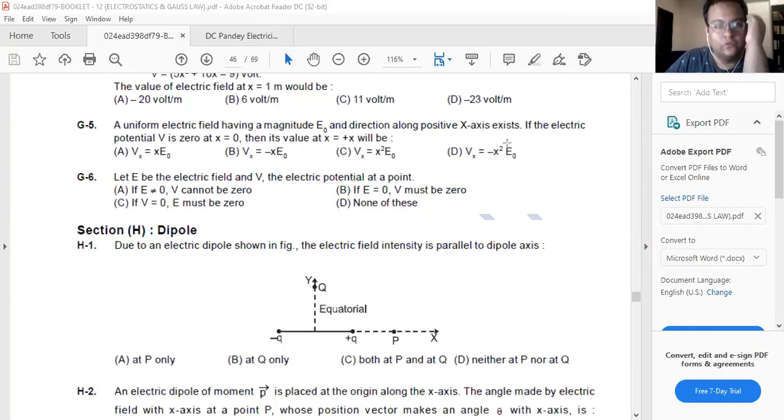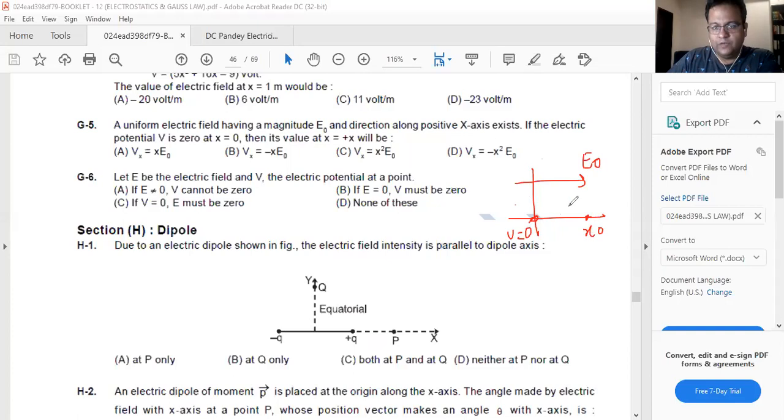In G5, a uniform electric field E0 is directed along the positive x-axis. The potential is 0 at x equal to 0. So what will the potential at plus x be? It's simple. Let's try to solve it. Electric field is in the positive x direction, and at the origin the potential is given as 0. At x0, how much is the potential? So you're moving along the electric field. So first of all, the potential will decrease.